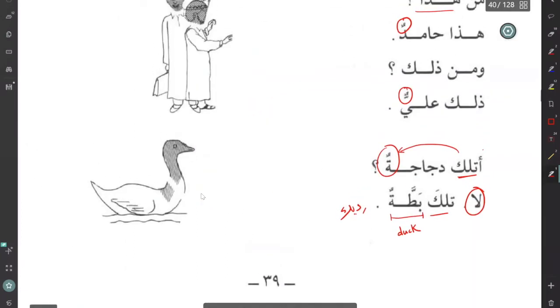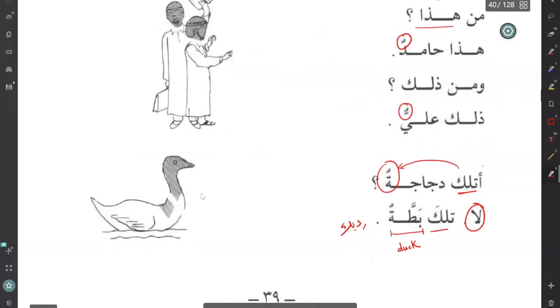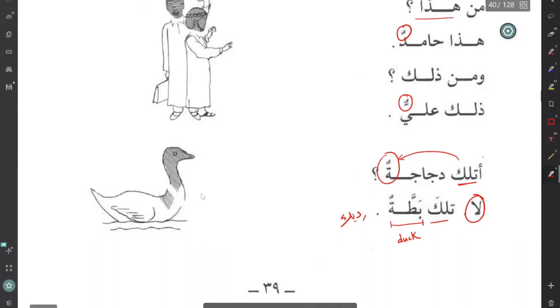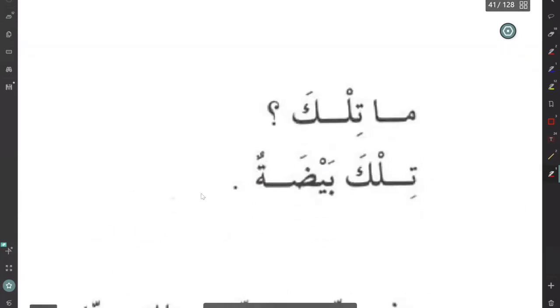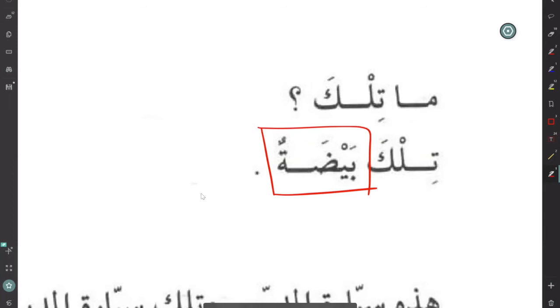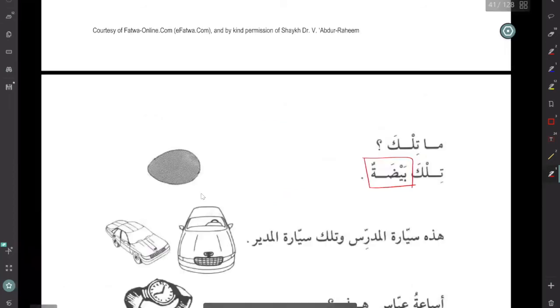Guys, I'm reminding you, vocabularies, if you're not paying attention, that's what I'm saying. For the grammars, you will see me repeat a lot, but the vocabularies is something if I spend too much time with that, but you have to build up whatever you can. No. Ma tilka, what is that? Tilka, what is that? Anybody likes this one? Bayda? Yes, tilka baydatun. So good.